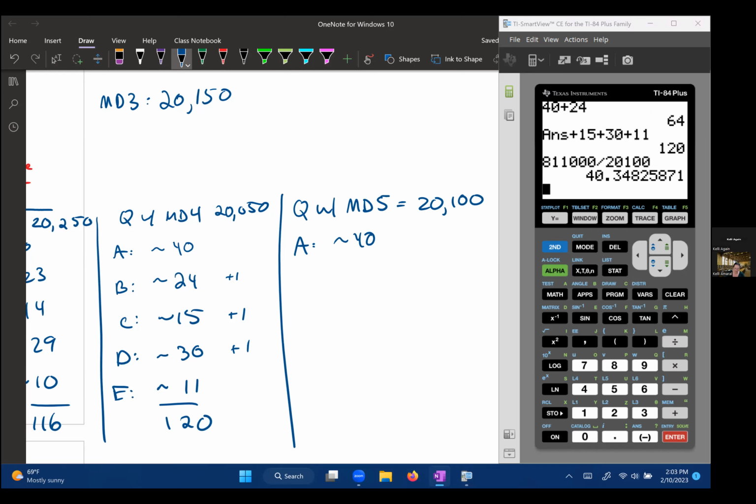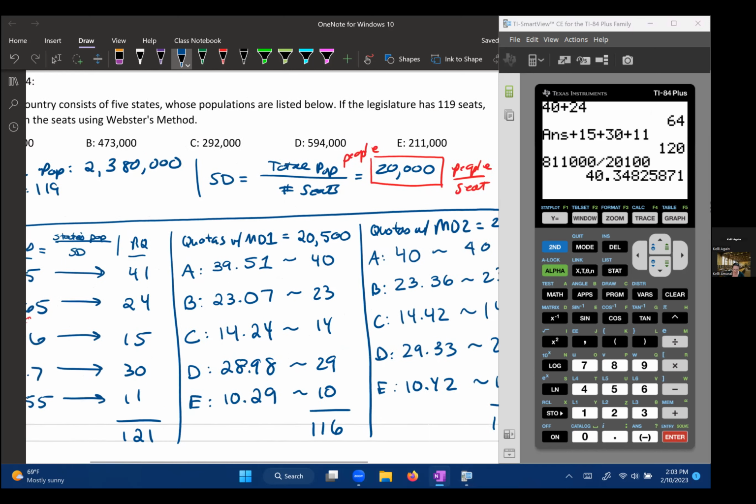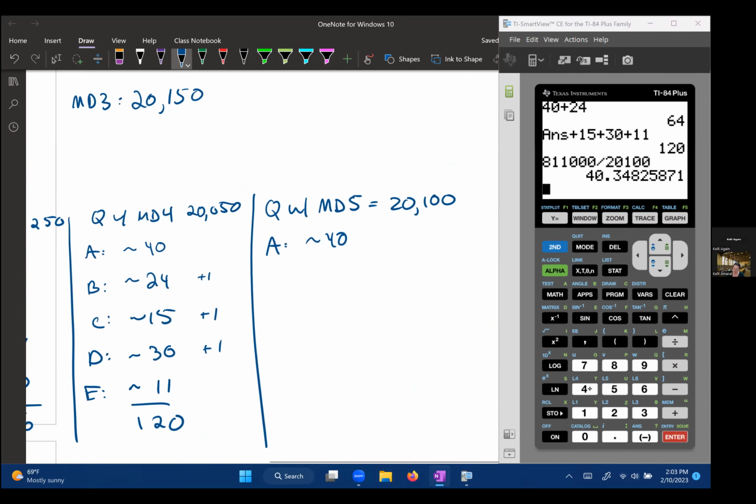Okay, I can't remember state B's population. That's the 473. 473,000 divided by 20,100. 23.5. That's going to go up to 24. Okay. State C is the 292. 20,100. 14.5. That goes up to 15. Oh my gosh. Don't even tell me that I'm going to have to do it a sixth time.